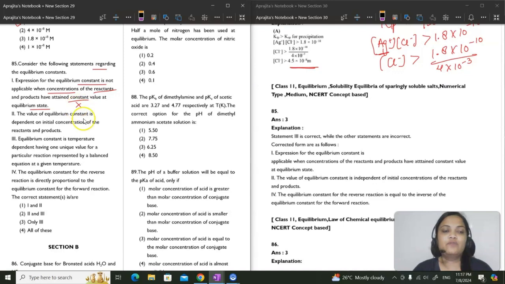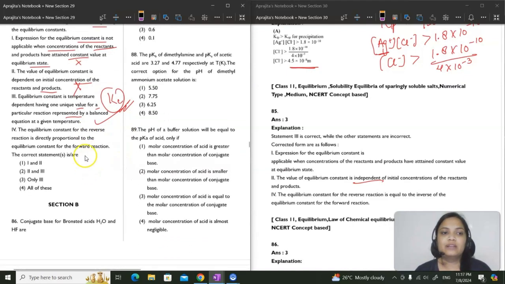Next is: the value of equilibrium constant is dependent on initial concentration of reactant and product. The value of equilibrium constant, students, is independent of initial concentration of reactant and product. This is also wrong. Next is: equilibrium constant is temperature dependent, having one unique value for a particular reaction. This is actually true, because the equilibrium constant depends on the temperature, not on the concentrations.